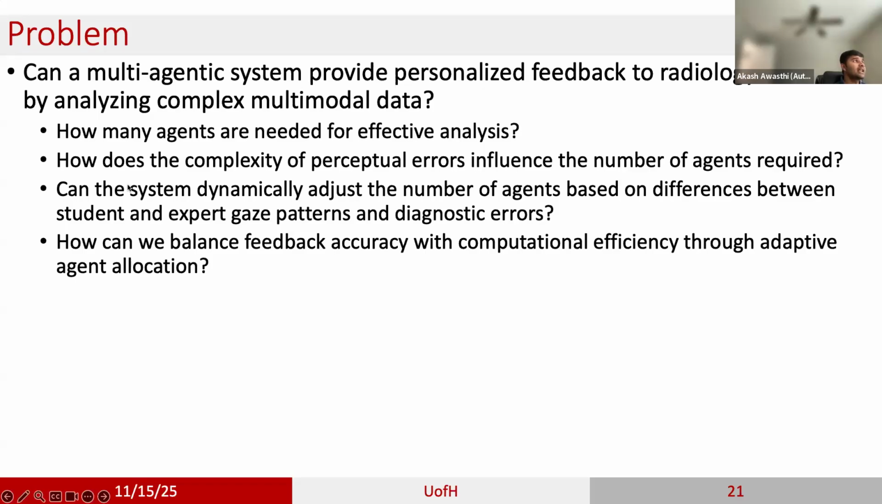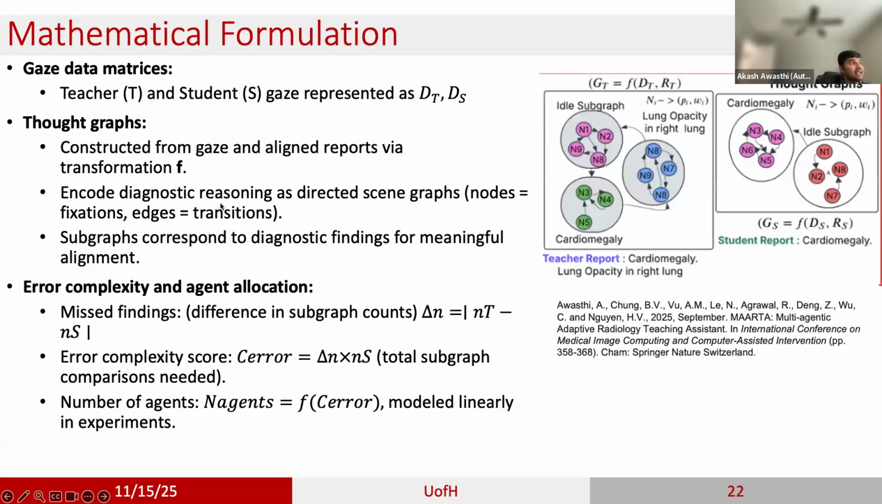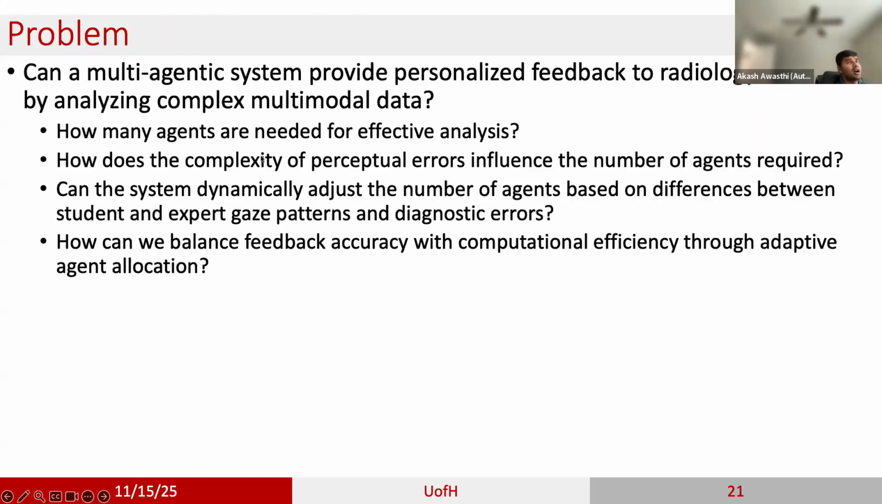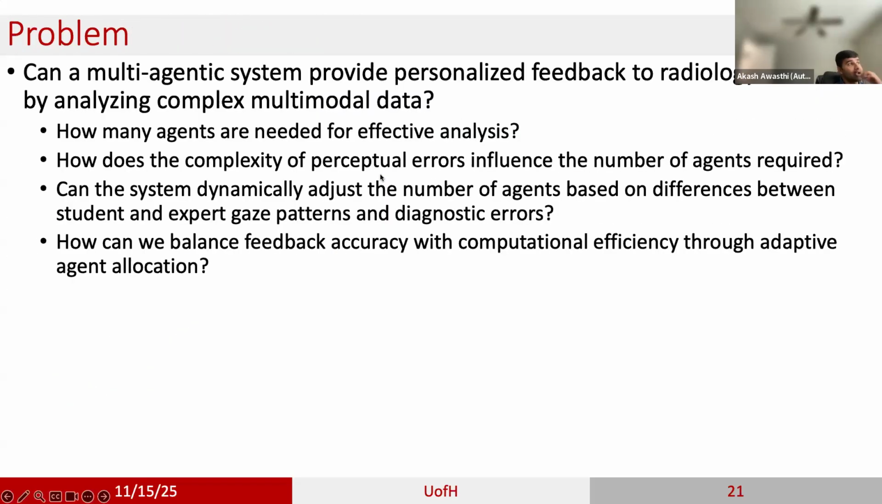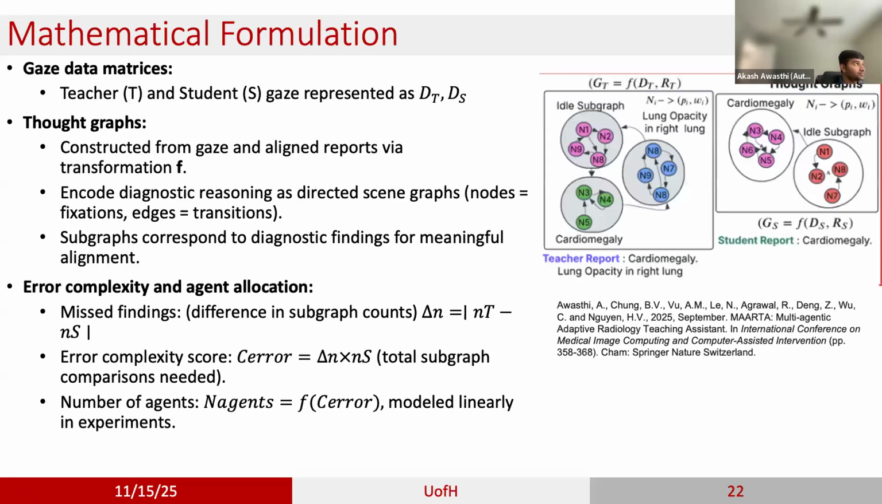So can we have an adaptive number of agents for analyzing these complex multimodal signals? Can we dynamically adjust the number of agents for analyzing the multimodal student and teacher data and give feedback on why they missed it, and also remove the dependency on the prior? So for this, how did we do it?